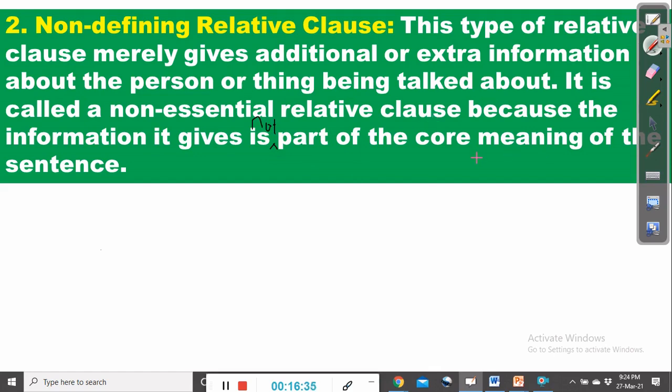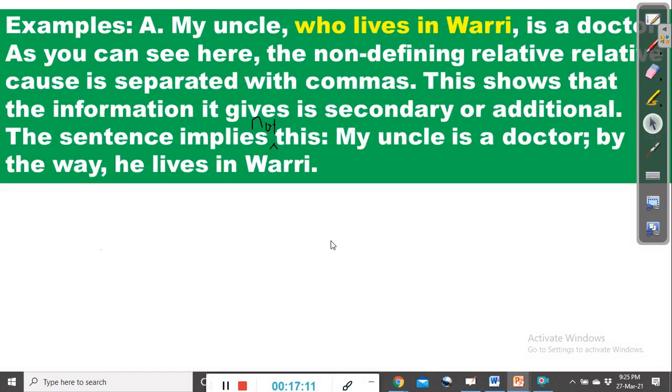Whereas in the case of the defining relative clause, the information provided is part of the core meaning of the sentence. Now, because the information provided by the non-defining relative clause is not central to the meaning, it is non-essential, which means we can even remove it and yet the meaning of the sentence is intact. All right, so let's look at an example.